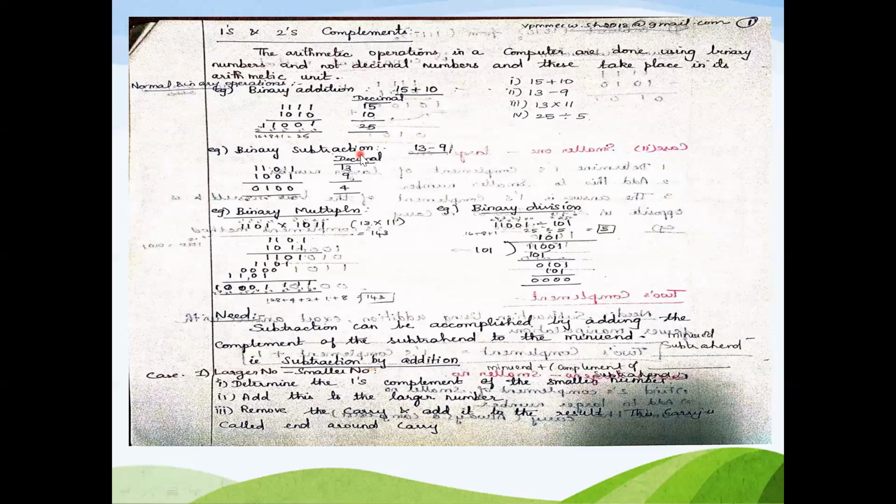Then binary subtraction, one more example I have considered, 13 minus 9. So I have converted 13 to binary, 9 to binary, and I have subtracted and got the answer, and I have checked whether it is 4.